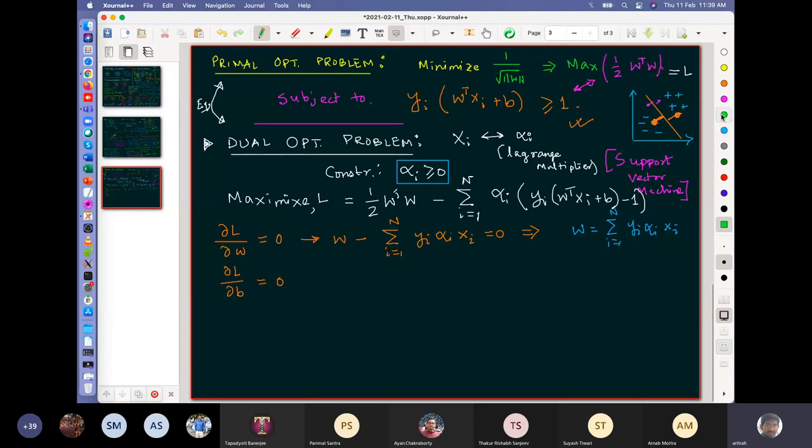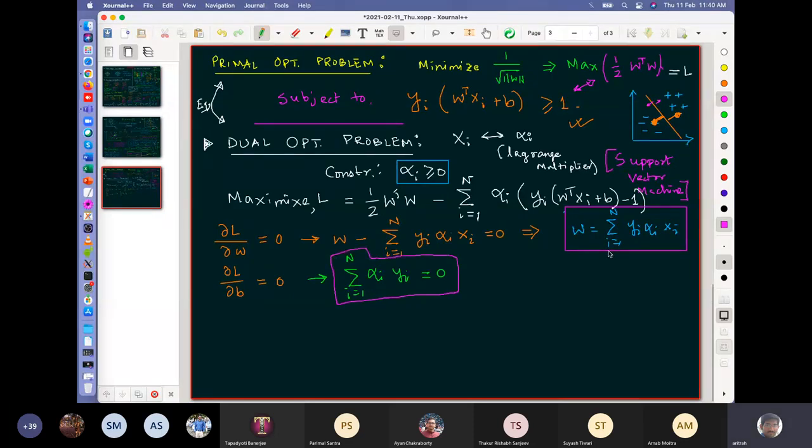Similarly, if you take the second derivative, with respect to b, this term goes off, everything goes off except alpha i yi remains in the summation. So summation i equal to 1 to n of alpha i yi will be equal to 0. So this is our second condition. What we get in this formula, by differentiating and taking the minima, are these two forms.